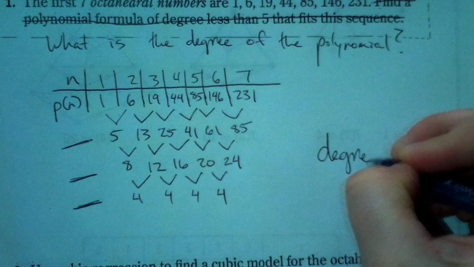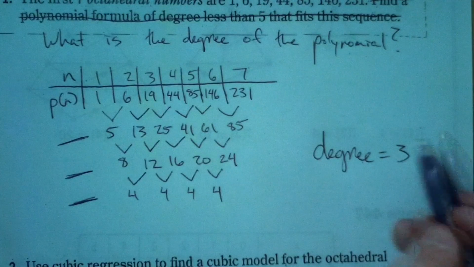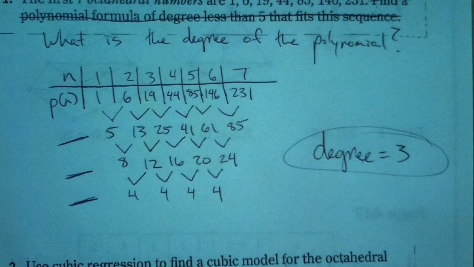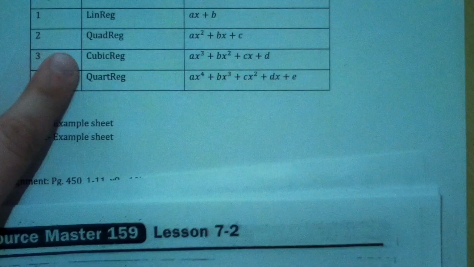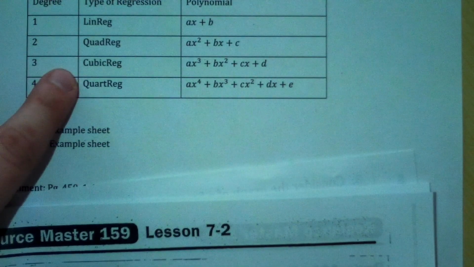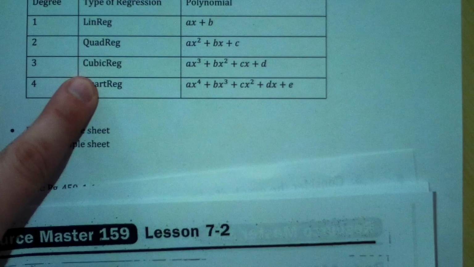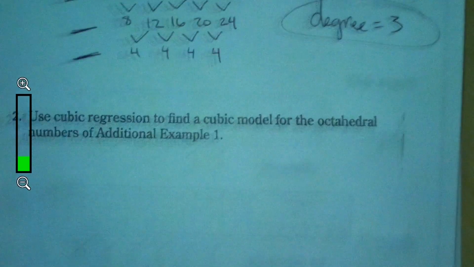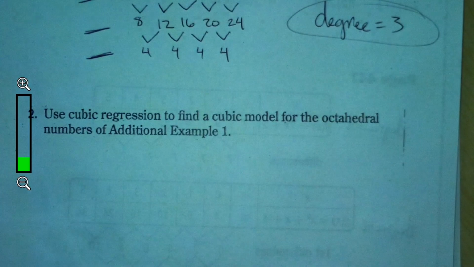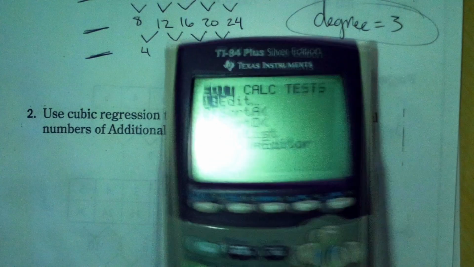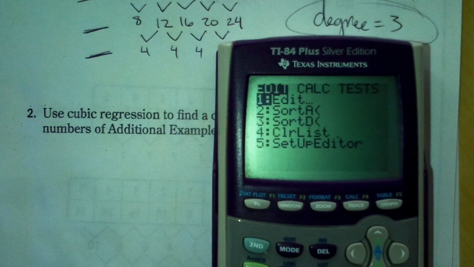Okay, so you're just typing 1 through 7 in L1, and then in L2, you're just typing those corresponding P of n numbers that got kicked out. Just getting those typed in. Then once you get them typed in, you go stat again, and this time we want to do a calculation, so we go over to calculate.